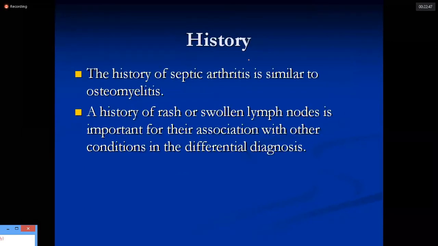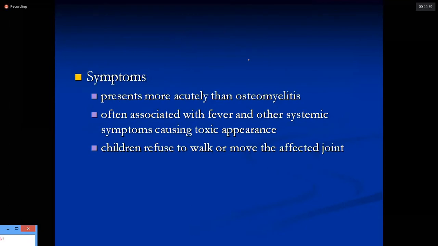For osteomyelitis, there will be a history of rash, or a swollen lymph node will be present. There will be swinging fever, and the child will be unable to bear weight, especially in the case of the lower limb. It presents more acutely than osteomyelitis, and is often associated with fever and other systemic symptoms causing a toxic appearance in the children. The child refuses to walk or move the affected joint.